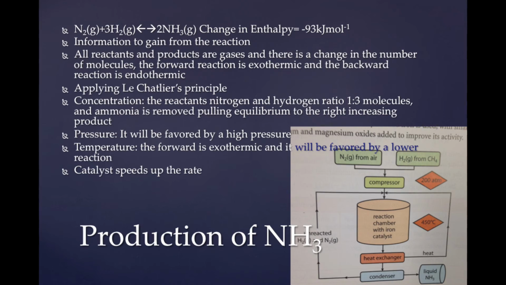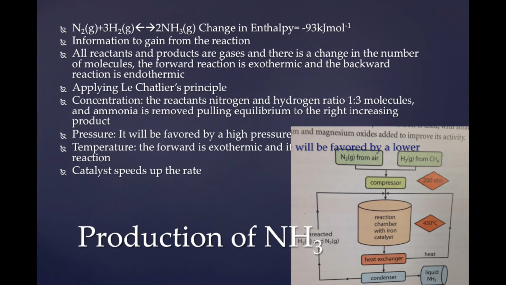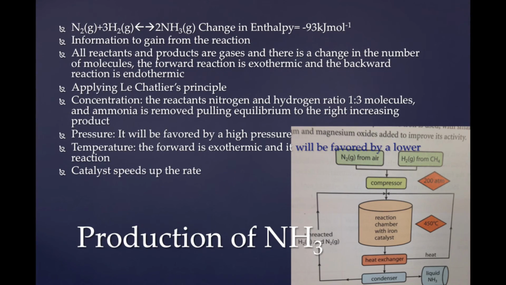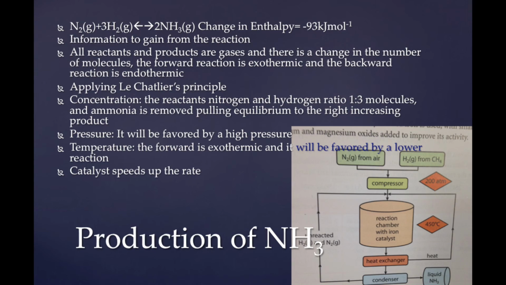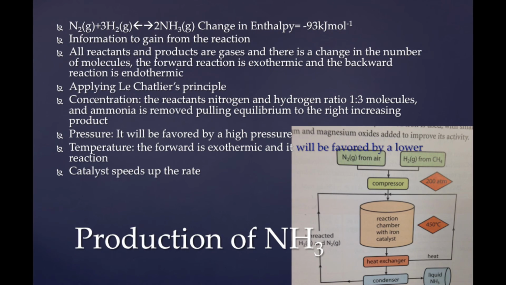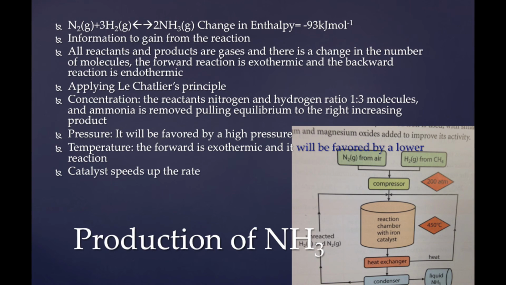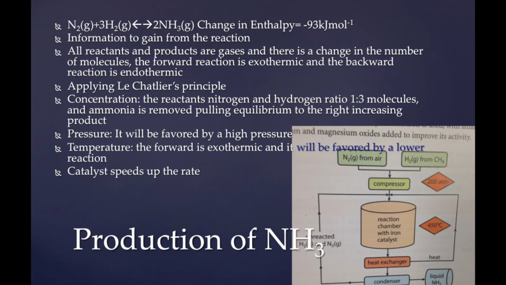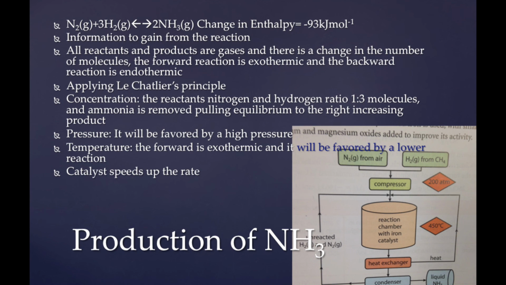And finally, with the catalyst, although our catalyst does not affect the yield of our ammonia, it speeds up the rate of the production, and it helps to compensate for the moderate temperature that we're using. And so a catalyst, finely divided iron, is usually used for this production of ammonia, along with small amounts of aluminum and magnesium oxides, and this adds to the improvement of its activity.